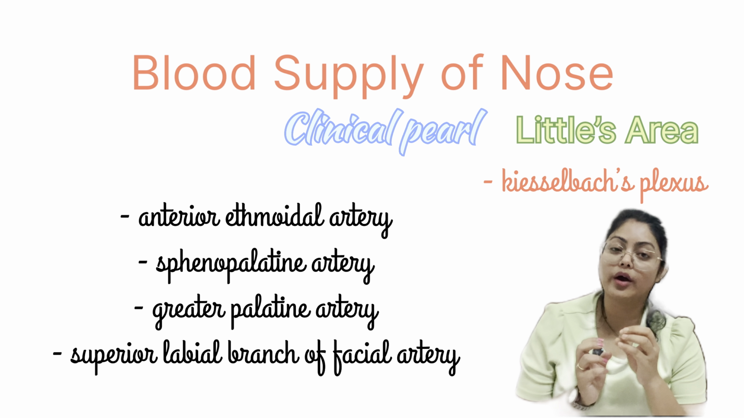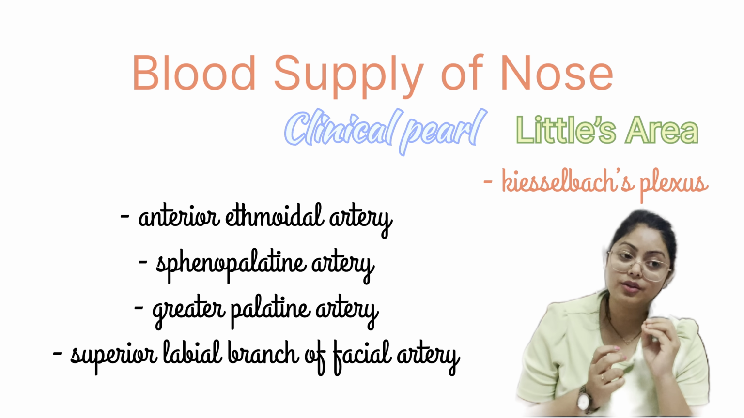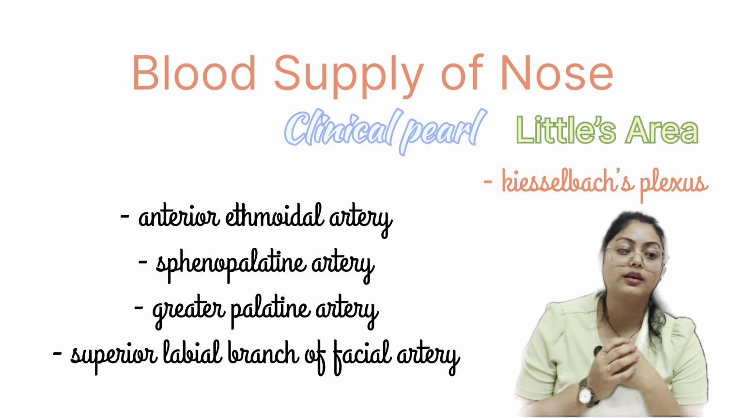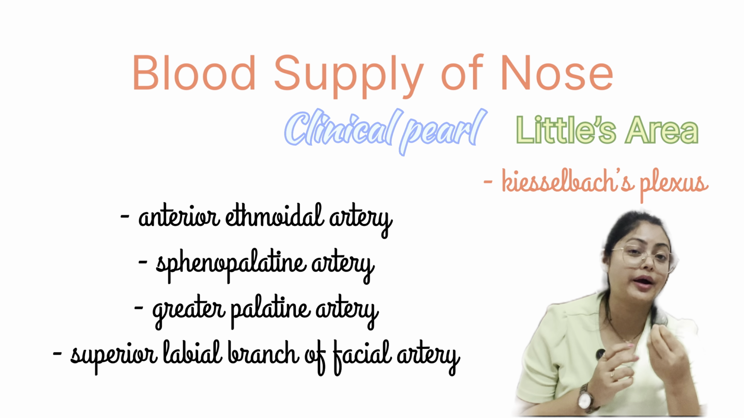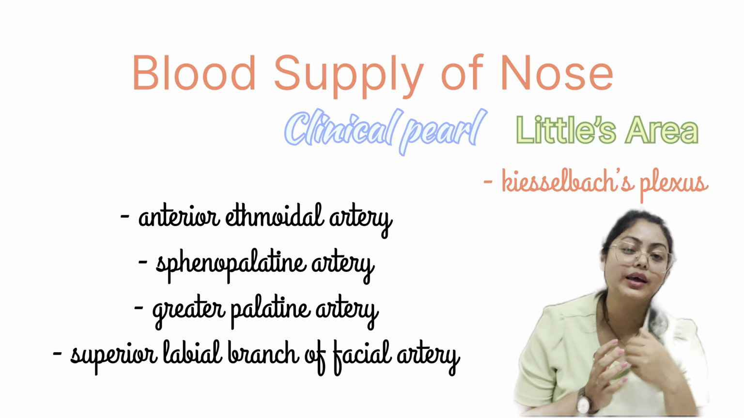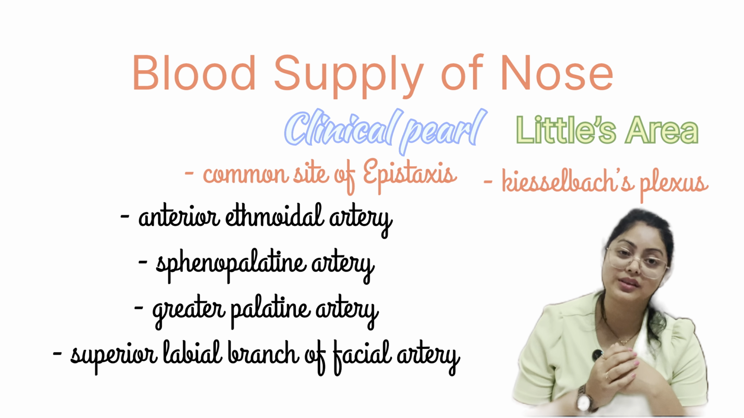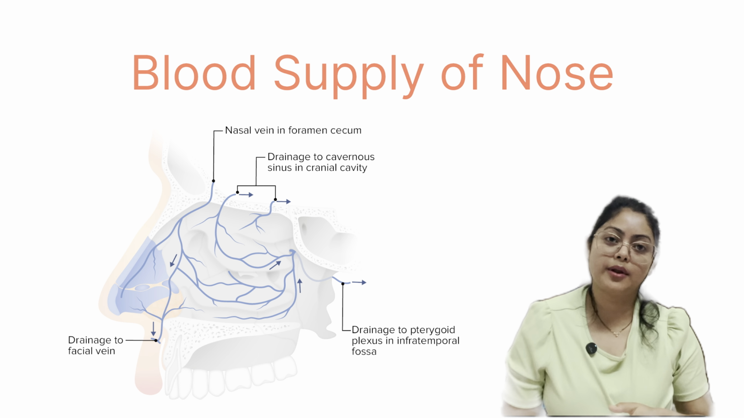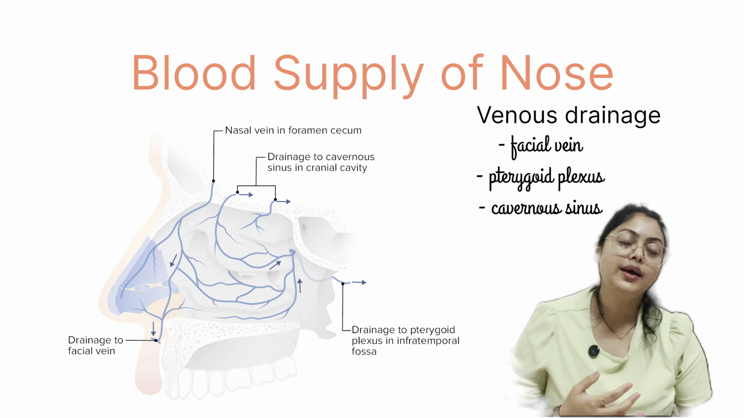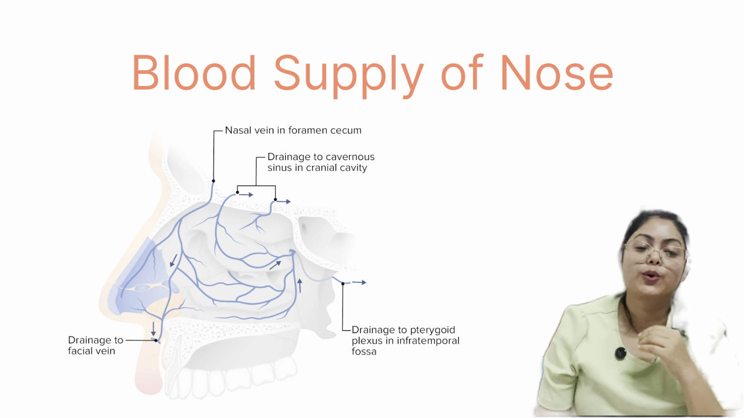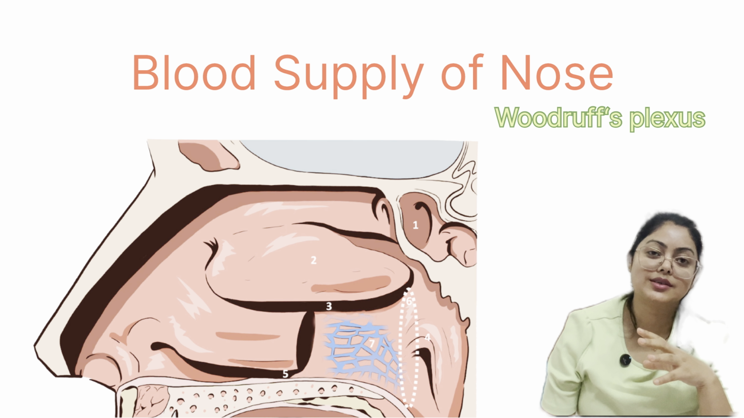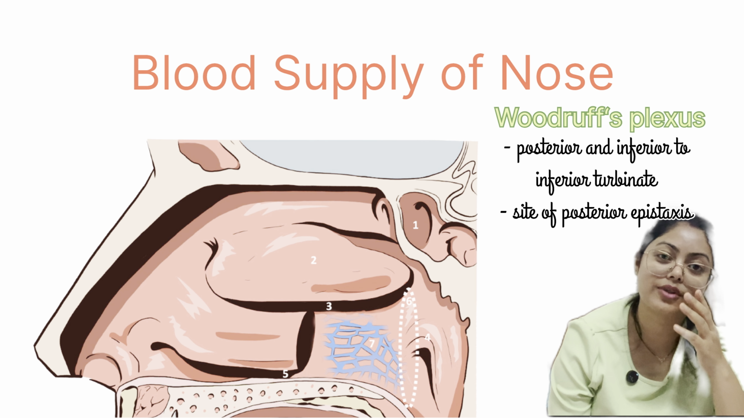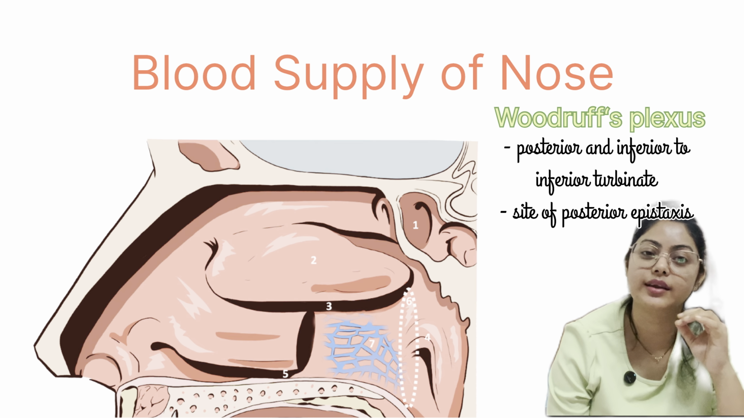This is actually a wide vascular region, and this area is also exposed to the inspiratory current as it is present in the vestibule, and it is mainly affected by fingernail trauma, especially in children. It is also a common site of epistaxis in children as well as in young adults. The venous supply is usually by the vestibular vein, and there is another plexus, Woodruff's plexus, a plexus of veins situated posterior and inferior to the inferior turbinate. It is a site of posterior epistaxis in adults.